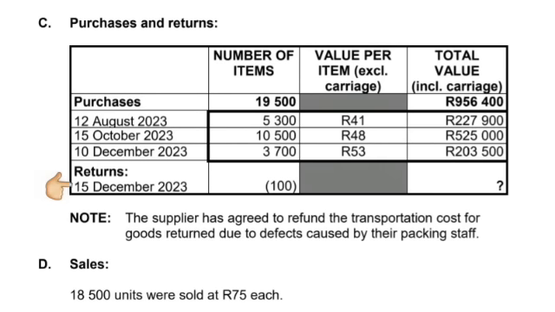And then you will also see down at the bottom we have 15 December 2023. They show us that we returned 100 units. We don't know the value, so we have to go and calculate the value. We can assume that these units, because they were returned on the 15th of December, can be from the last batch that was purchased, which was the one from the 10th of December. So it was for 3 rands. And we also have a note that says the supplier agreed to refund the transportation cost for the goods returned.